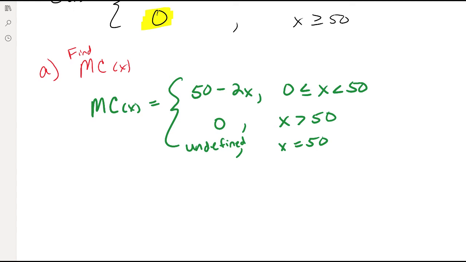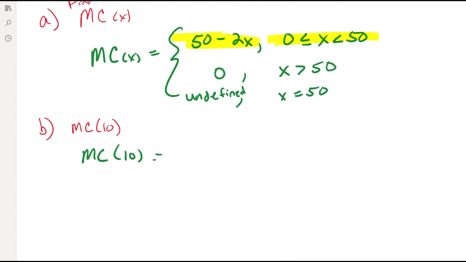What if we're asked to calculate the marginal cost of 10 units? Well, when x is 10, we should be plugging it into this part, because this is the formula that we use whenever x is in between 0 and 50, which 10 is. So our marginal cost of 10 will equal 50 minus 2 times 10, 50 minus 20, which is 30.